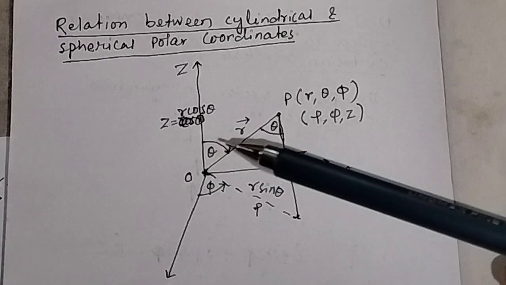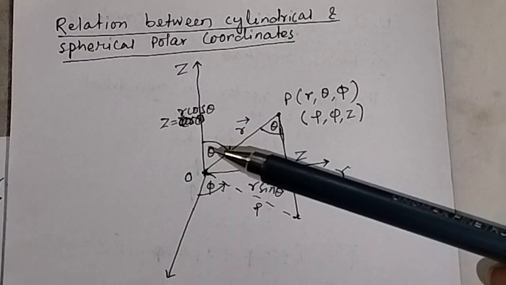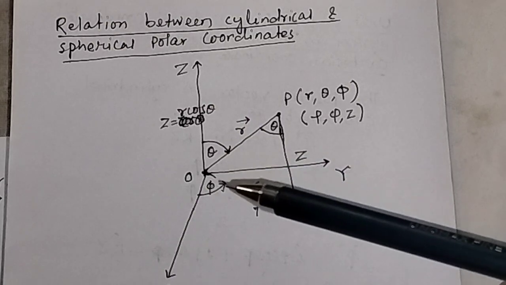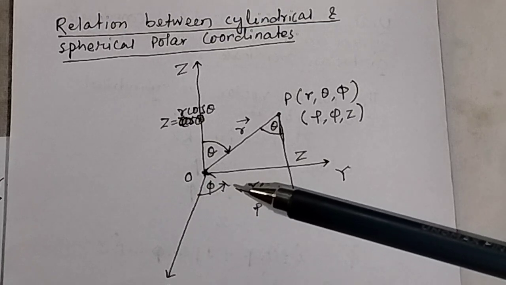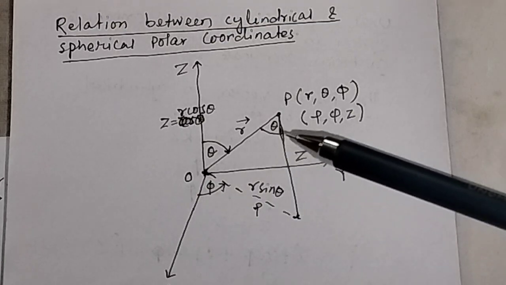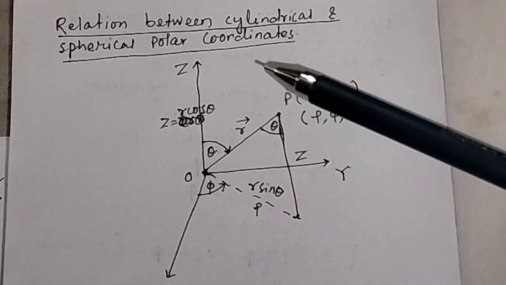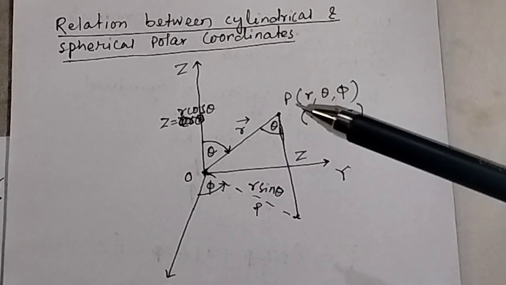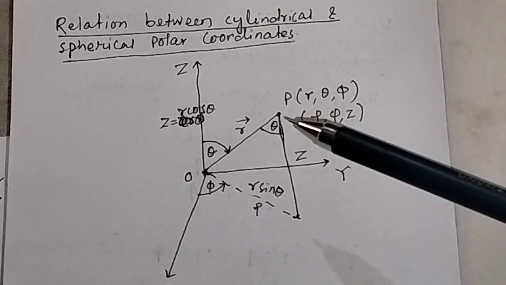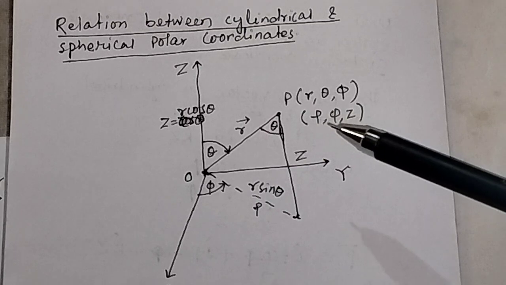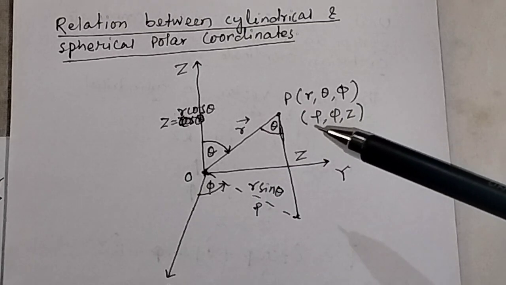Theta is called the polar angle, that means the angle from the polar direction, and phi is called the azimuthal angle or angle in the xy plane. So the coordinate of the point P in the spherical polar coordinate system is r, theta, phi. The same point P having coordinate rho, phi, z is in cylindrical coordinate.